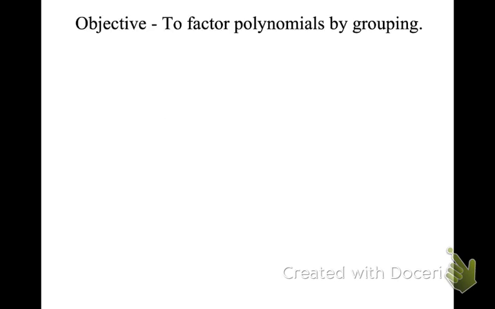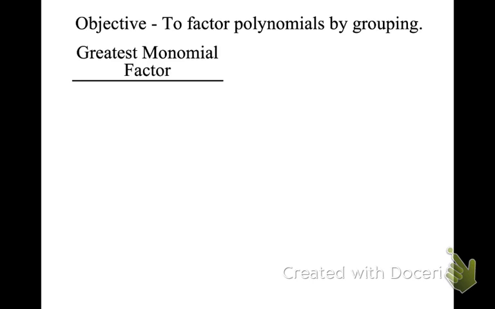So today what we are doing is when we have a polynomial made up of 4 or more terms, we will use factor by grouping. So the purpose of today's lesson, the objective, is when given 4 or more terms in the polynomial, factor it by grouping.